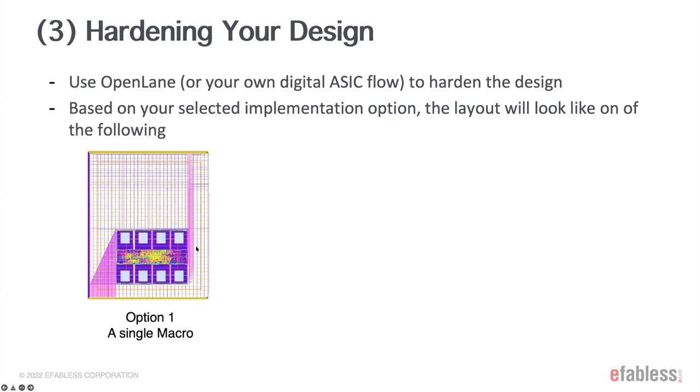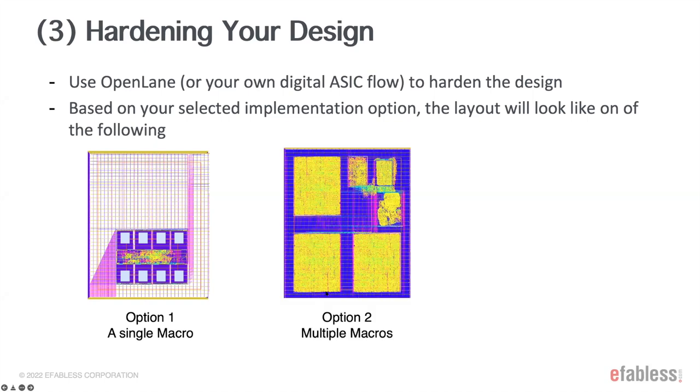Option one: you have the user wrapper, and then you have a single macro. Your single module, as in the case of the user project example, ends up as a single macro that might include other macros, like in this case. This macro is connected to the interfaces of the user wrapper. The ports of the user wrapper are connected to the ports of this macro, and these wires that you can see here implement this connection.